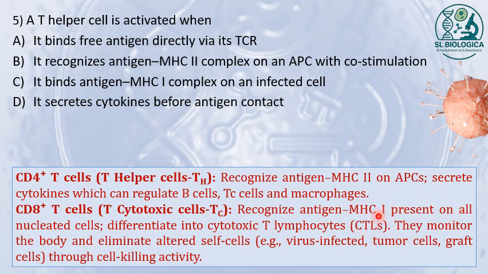Okay, so now the background is clear. Now let's look again into the question. The question is, a T helper cell is activated when? So the first answer is, it binds free antigen directly via its TCR. Now we know that a T helper cell cannot bind directly to an antigen through its TCR. It needs presentation on the MHC molecule, as it is a T helper cell, it needs the help of the MHC2 molecule for its activation. So it is not the answer.